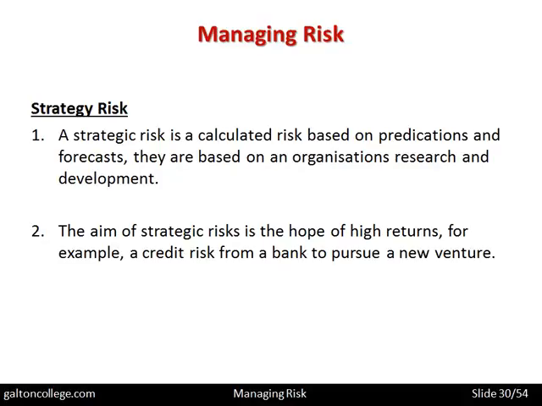The aim of strategic risks is the hope of high returns. For example, a credit risk from a bank to pursue a new venture. So strategic risks normally are undertaken by businesses in the hope that they will generate future revenue streams. For example, a company may think about buying a new machine because it'll speed up the throughput of the work through the organisation, enable the organisation to sell more in the market and so on.